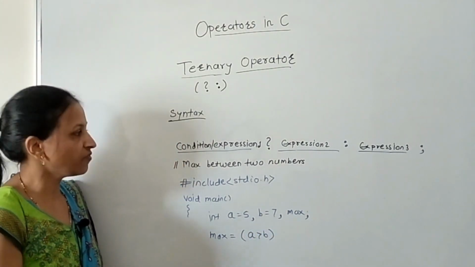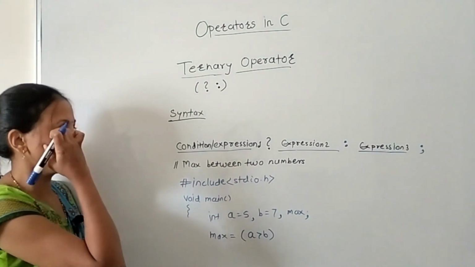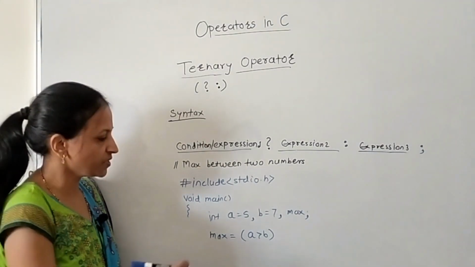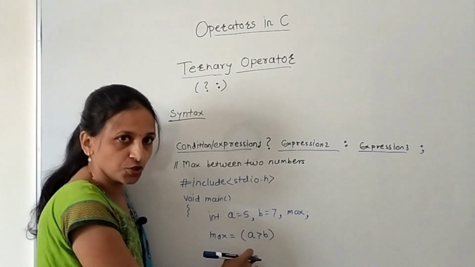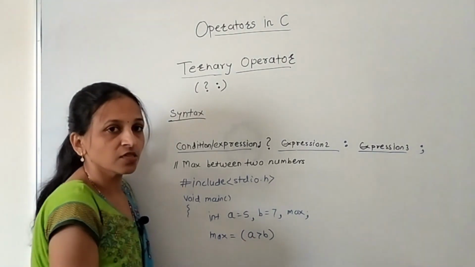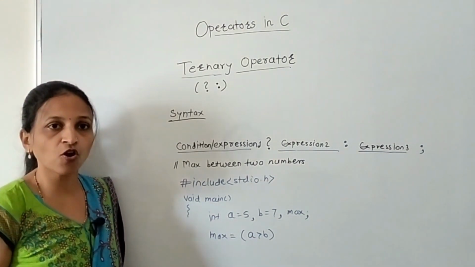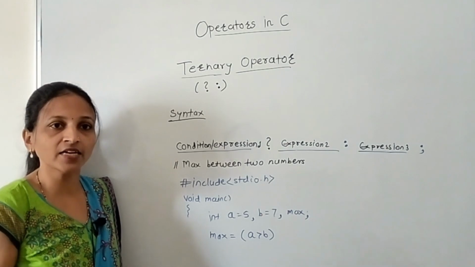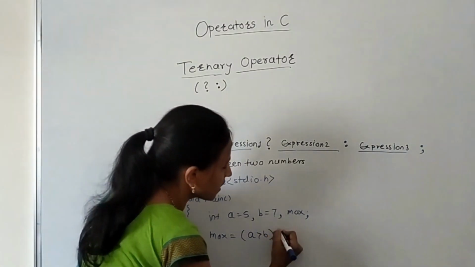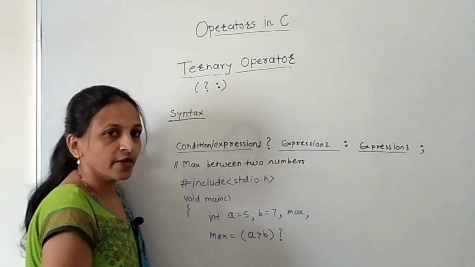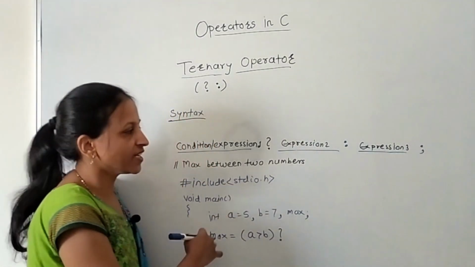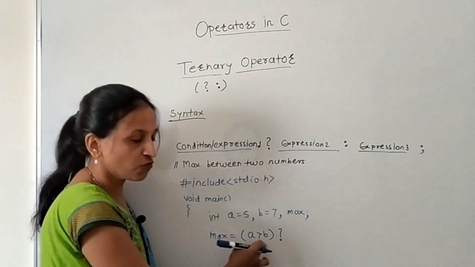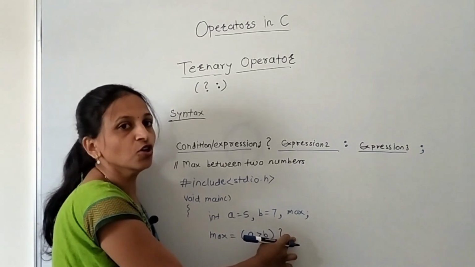Okay, here normally we have to write a condition. Condition means A greater than B. Is it true or false? This expression may return true or false based on the value of A and B. After that, I am writing here a question mark. And after the question mark, what value should get written? If this expression is true, then what should be written? That we have to place here.